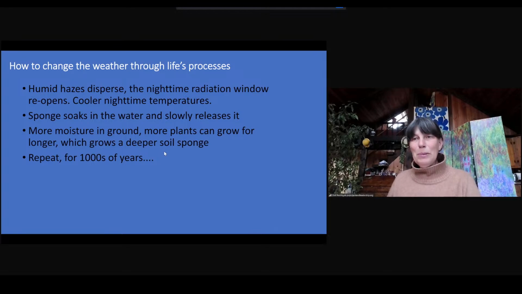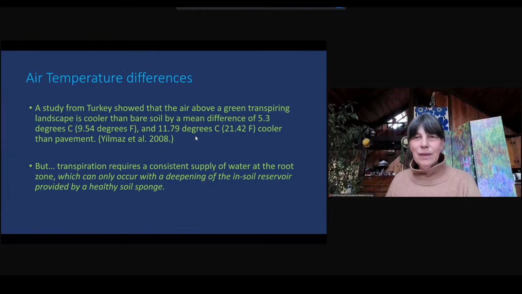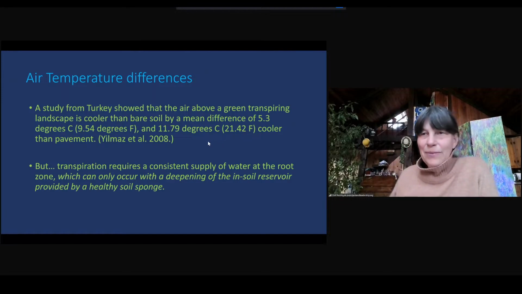So unbelievable. That's what Michael Kravchuk has been saying for a long time, but it just came out in a big study. They're talking about those air temperature differences. The air above a green transpiring landscape is cooler than bare soil by a mean difference of 5.3 degrees Celsius, almost 10 degrees Fahrenheit. And if you compare green transpiring landscape to pavement, it's almost 12 degrees Celsius cooler, or 21 degrees Fahrenheit cooler than pavement. Huge, huge difference in air temperature.